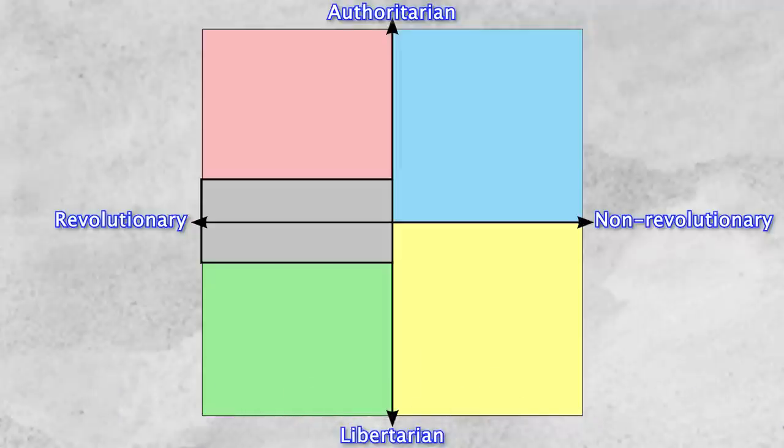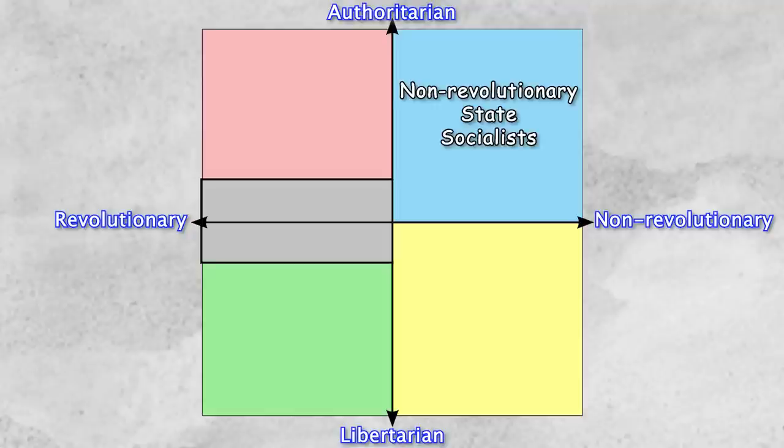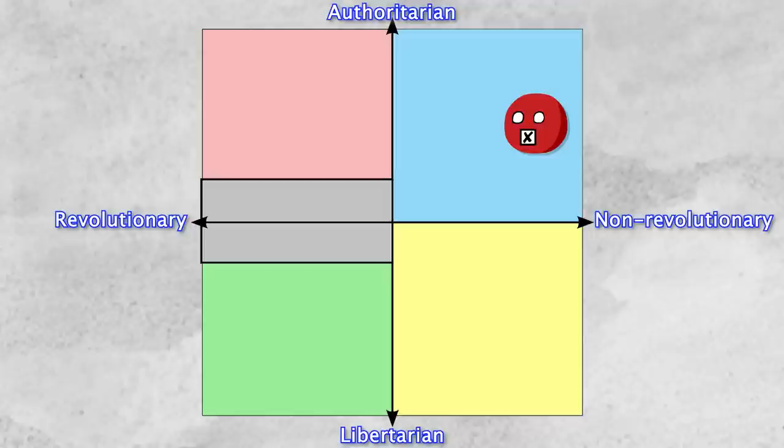We'll start with the top right quadrant, which is the quadrant of non-revolutionary state socialists, represented by this little volleyball. Say hello. Ooh, free campaign ad. Ahem. Vote for me next election. Do none of you guys know how to say hello?